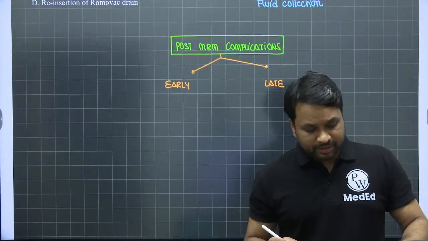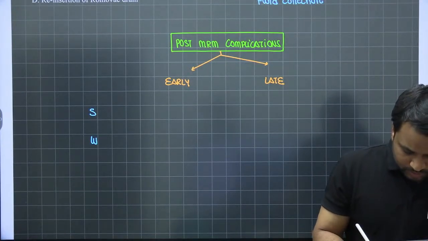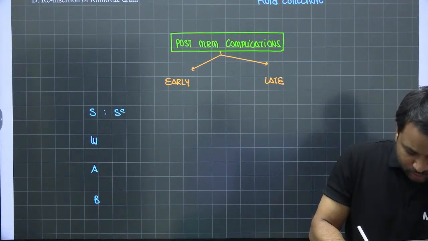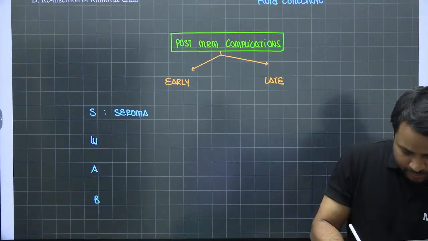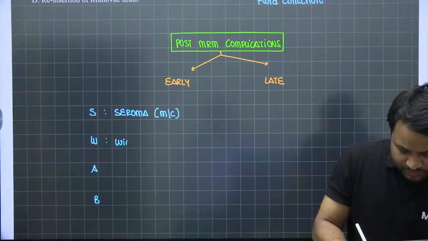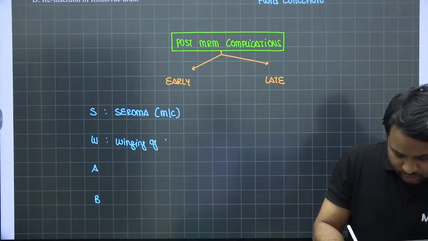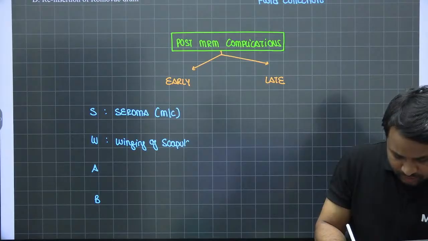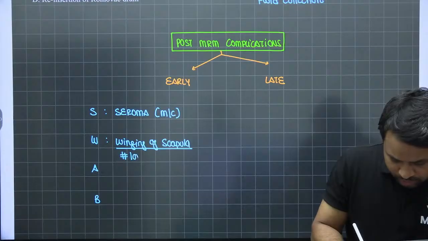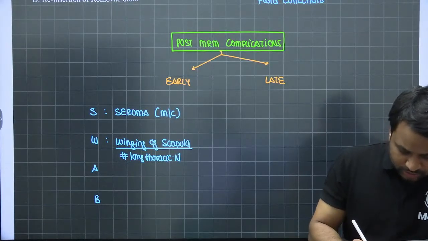Now the mnemonic to remember the early post-operative complications is SWAB. S stands for seroma formation. Remember, seroma happens to be the most common post-operative complication. W stands for winging of scapula. Everybody knows the winging of scapula is because of damage to the long thoracic nerve.